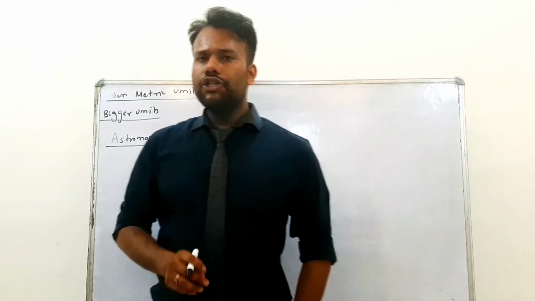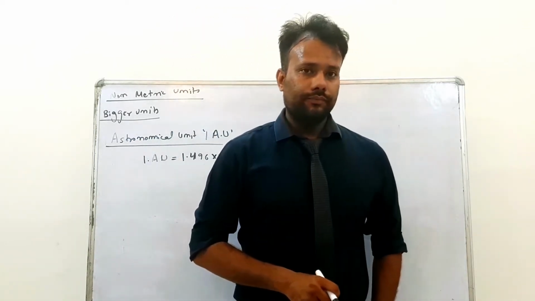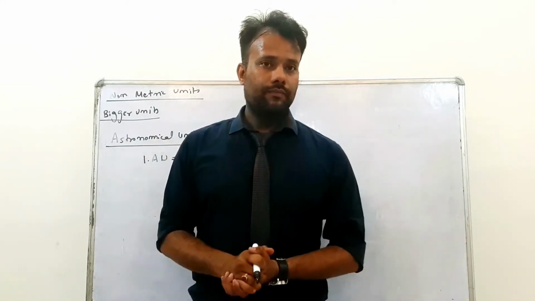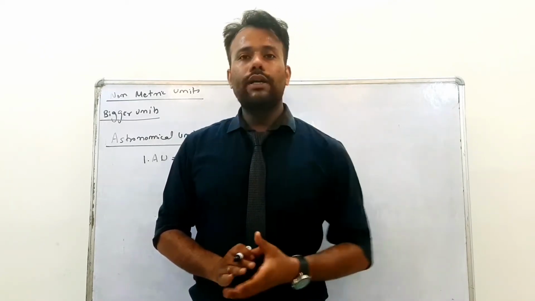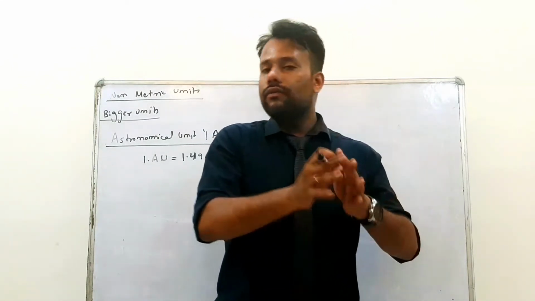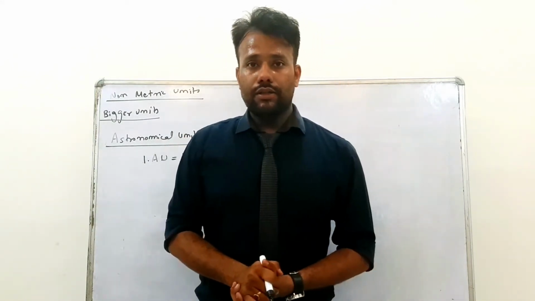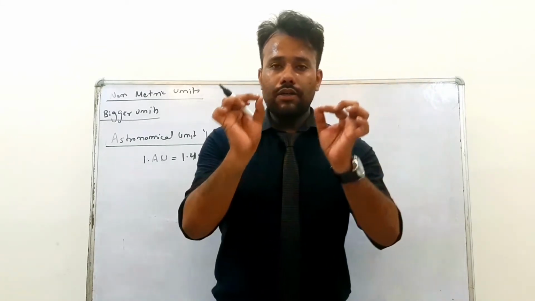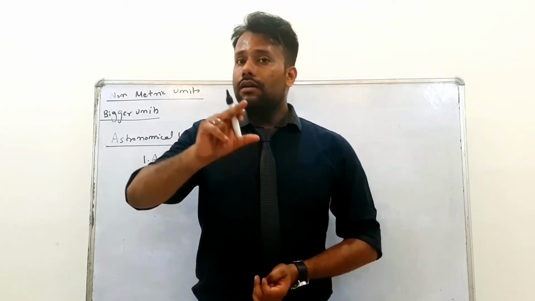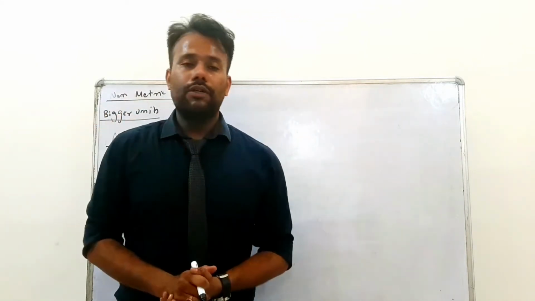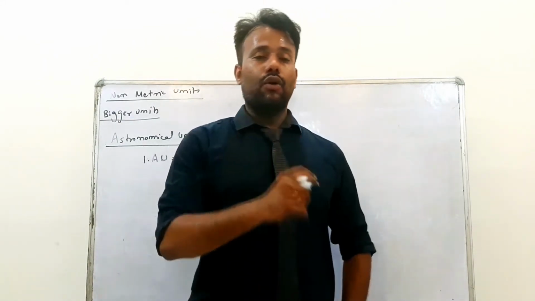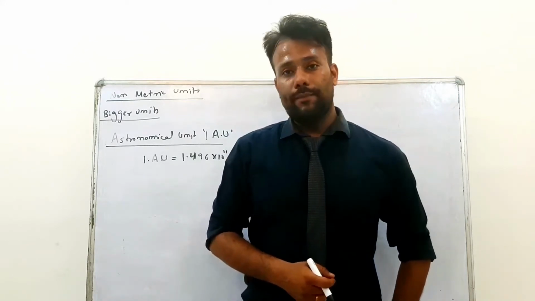Now I said the definition is average distance. What does it mean? We find an average when a quantity changes, right? Suppose a student gets 40 marks in physics, 30 marks in chemistry, 35 marks in mathematics, then we find the average of the marks. Marks of physics plus chemistry plus math divided by the number of subjects. Now we are saying the average distance between the Earth and Sun. It means that the distance between the Earth and Sun is not constant. It changes from time to time.